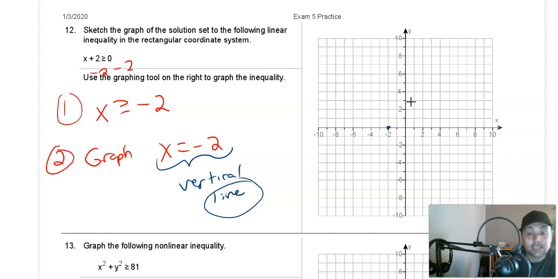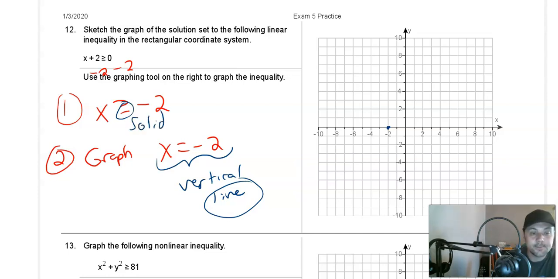And you still need to ask, before you draw this vertical line through this point here, should it be a solid line or a dashed line? Because of the equals to, sorry, I should use a different color. Because of the equals to, this is going to be a solid line. So I'm going to draw a solid vertical line through -2 on the x-axis. I'll use my line drawing tool since it's a solid line, and it's going to look like that.